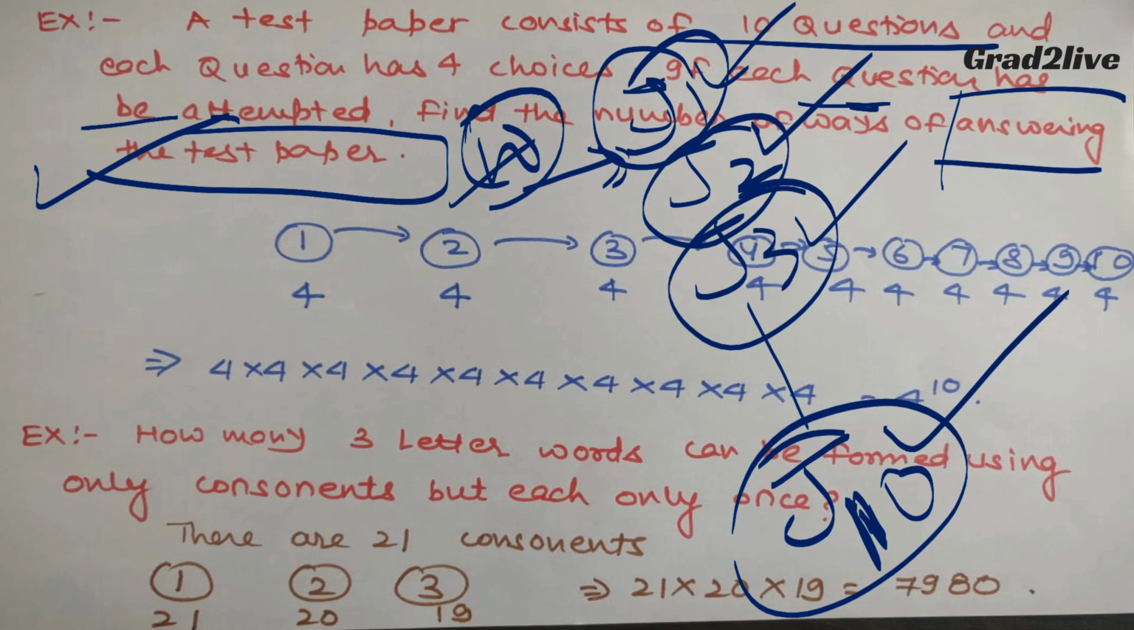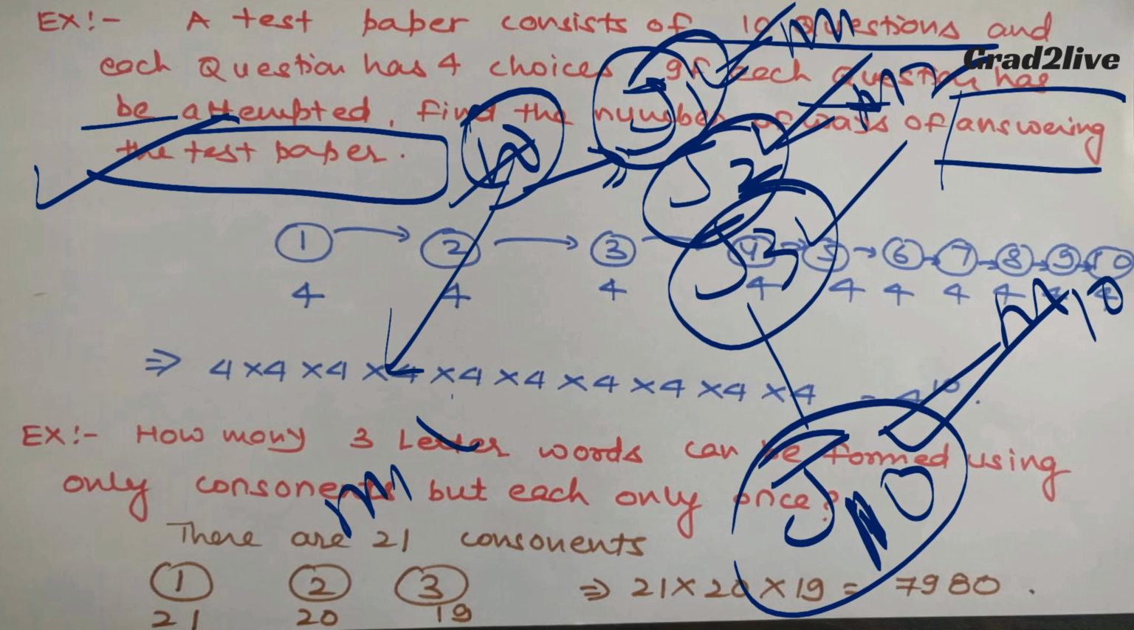And what is this W? This W is attempting the test paper. Now this entire work W involves doing all the 10 jobs, right? So in how many ways can this W be done? If J1 can be done in M1 ways, J2 can be done in M2 ways, and so on up to J10 can be done in M10 ways, then W can be done in M1 into M2, and so on up to M10 number of ways. This is what the fundamental principle of counting tells us.